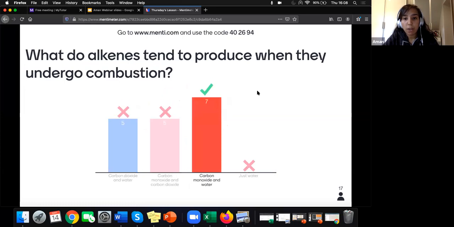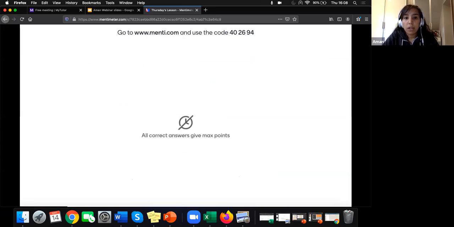Great, so 7 of you got that, very well done. Carbon dioxide and water is complete combustion. Remember, alkenes do not undergo complete combustion. Carbon monoxide and carbon dioxide is never produced. You only ever produce 1 carbon product, and so the answer is carbon monoxide and water. Well done. The next question should be coming up in just a second.